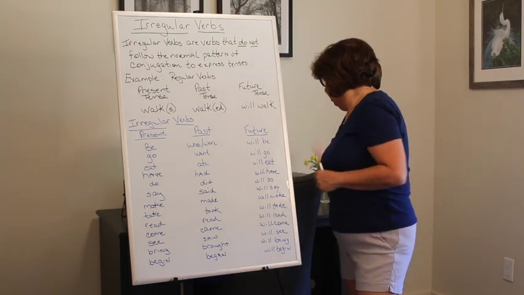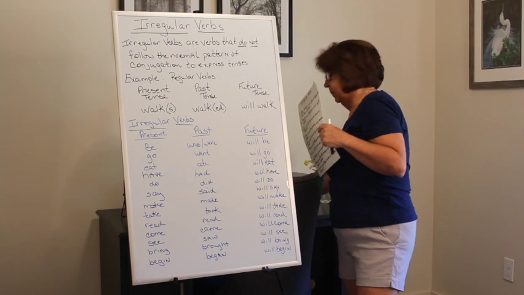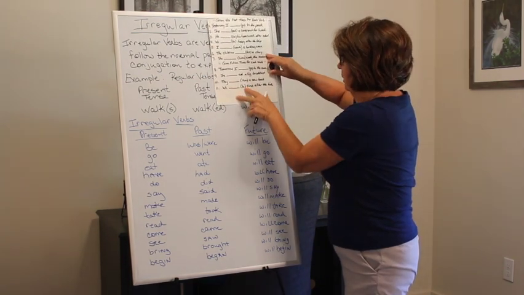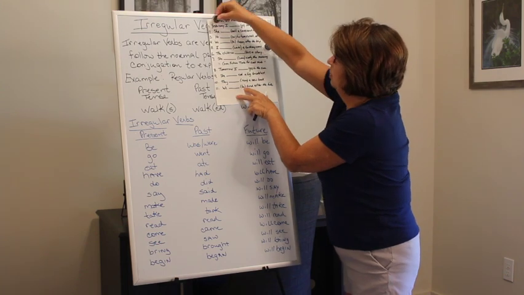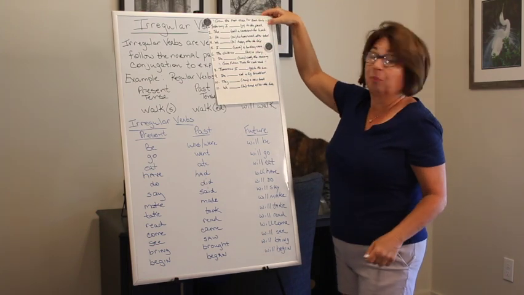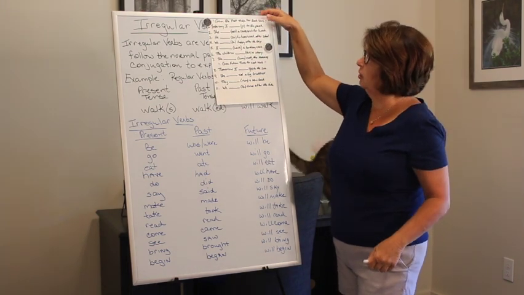All right, let's do a little bit of practice. And I'm going to try to leave this out so that you can see my listing while we're doing it. For the first 7, we're going to give the past tense for each verb. So let's take a look.